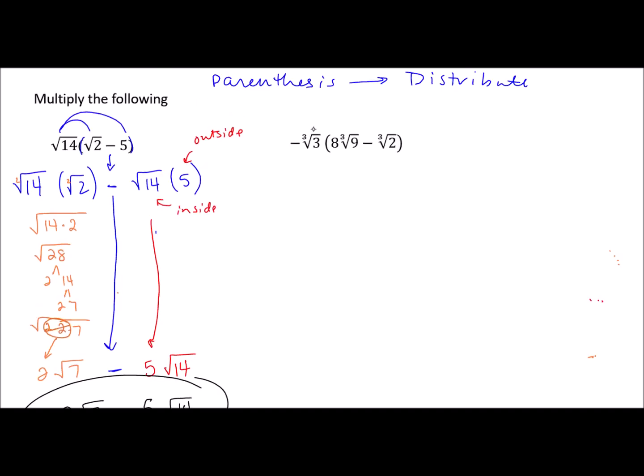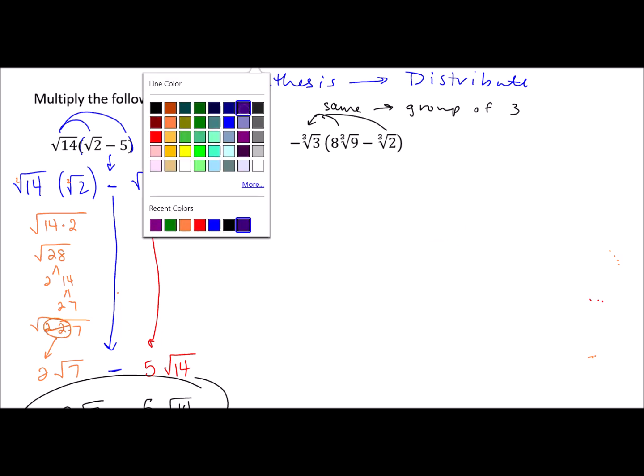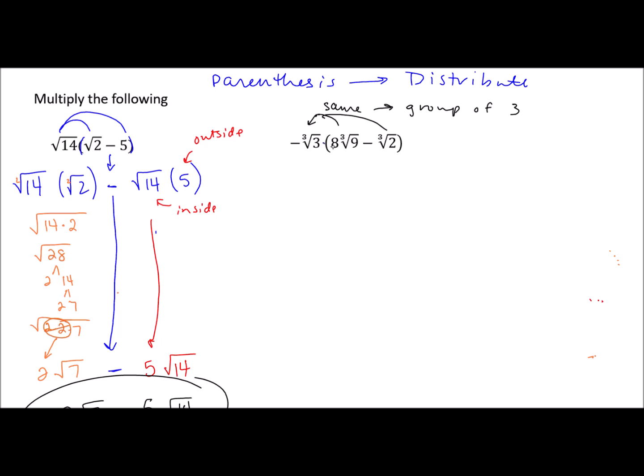All right, this one right here, the difference being that now our index is 3, which means they all have to match. When you multiply, everybody has to match. And then that tells us our group size is 3 now. Group of 3. All right, let's multiply then. Set of parentheses, multiplying, that means I have to distribute.